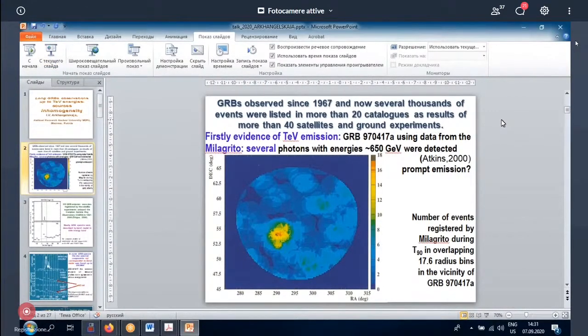So, gamma ray bursts have been observed since 1967, and now several thousand events are listed in more than 20 catalogs as results of more than 40 satellites and ground experiments. First evidence of TeV and sub-TeV emission was registered during GRB 970417A in data of Milagrito. Several photons with energies more than 600 GeV were detected.